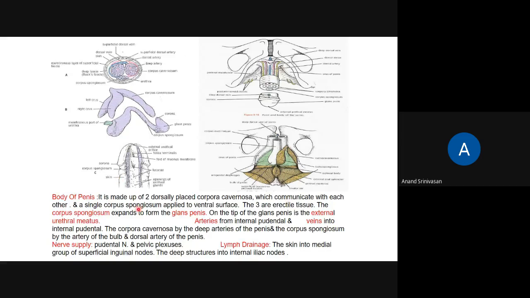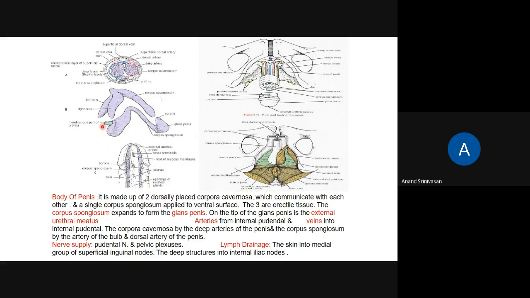Okay, and there is one single corpus spongiosum. So it has two corpus cavernosa and one corpus spongiosum. The corpus spongiosum expands near the end of the penis to form what is called the glans penis.